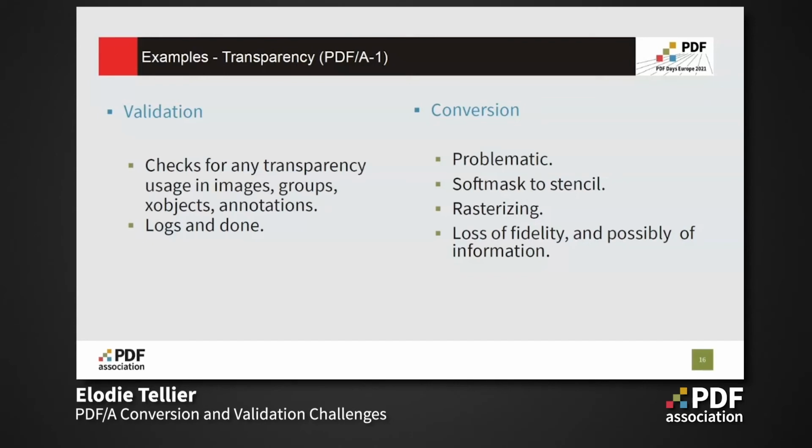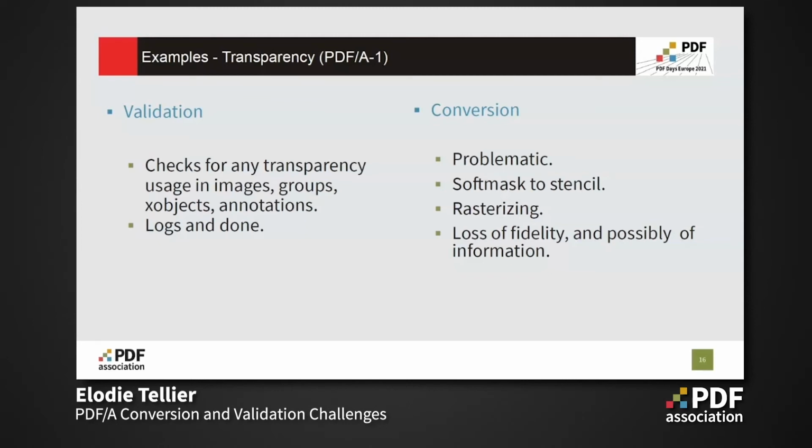However, the conversion is quite problematic here. Simply removing the transparency can lead to complete loss of the visual appearance of the original document. In some cases, you can try to find alternatives to the transparency by features allowed in PDFA1, like for example trying to convert soft masks to stencil mask. But this is not a guaranteed outcome approach and should be configurable in the conversion process.